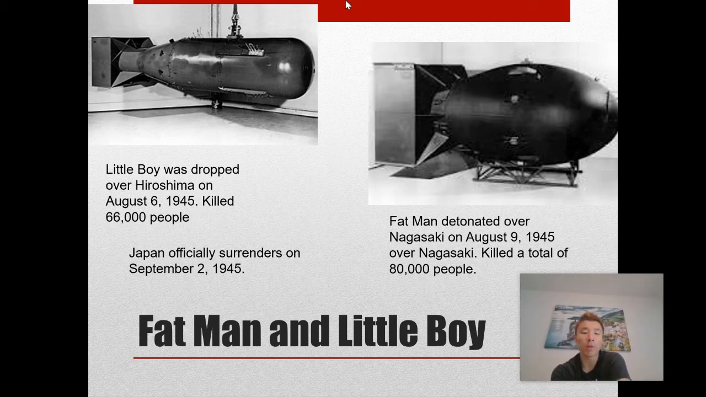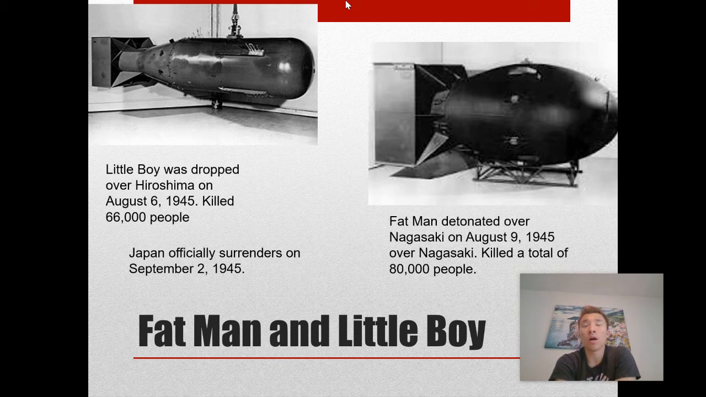So there were two atomic bombs that were built called Fat Man and Little Boy. So Little Boy was dropped over Hiroshima on August 6th of 1945, and this killed 66,000 people. The United States thought that, okay, if we drop Little Boy, the Japanese would surrender immediately. The Japanese, however, do not surrender, which shocked the Americans. And so 3 days later, the United States dropped a second bomb called Fat Man over Nagasaki on August 9th, and this killed over 80,000 people.